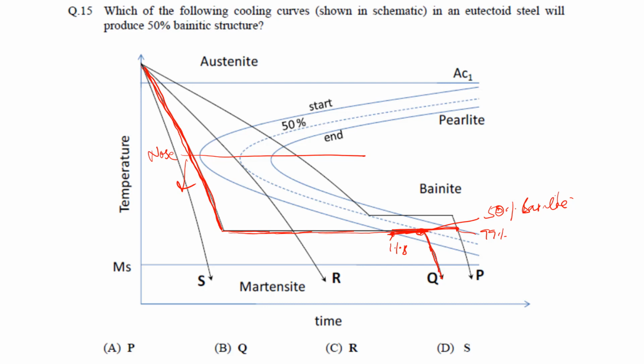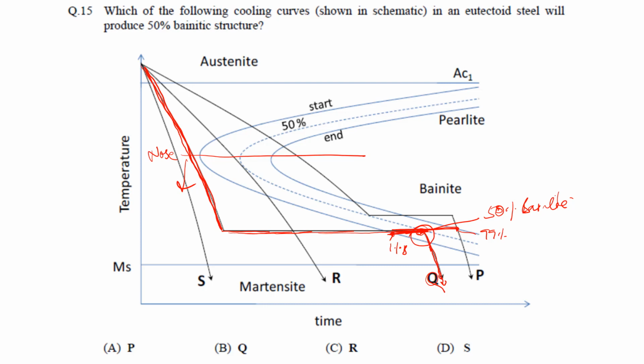If we cool down much below, then martensite will be formed. So 50% martensite and 50% bainite will be formed. Since we are only asked about 50% bainite, the cooling path which is given in Q will be your answer. Okay.